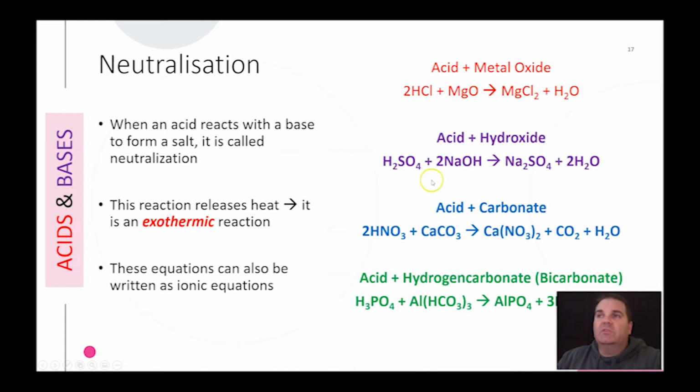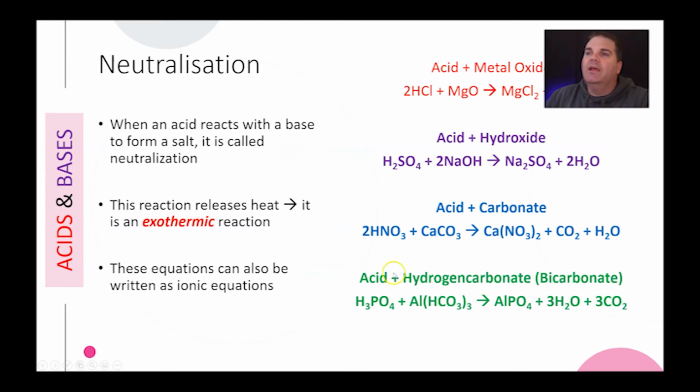Acid plus a hydroxide, we've got sulfuric acid and sodium hydroxide to give us sodium sulfate, so again salt plus water. Here's our carbonate one, again we get a salt and some carbon dioxide this time, but still water. And this last one is a hydrogen carbonate, which is a bicarbonate. So a bicarbonate is this one, HCO3 minus. So again, acid plus bicarbonate gives you salt plus water plus carbon dioxide.